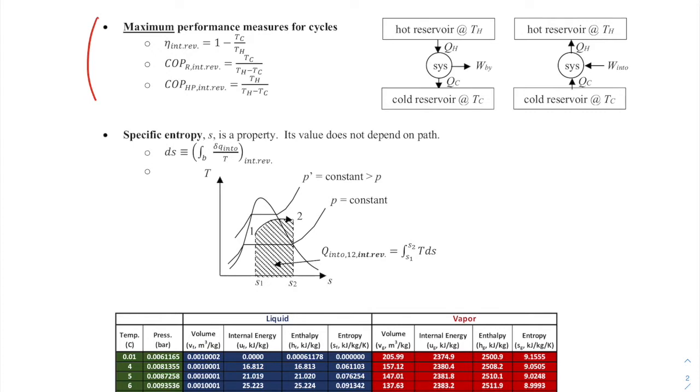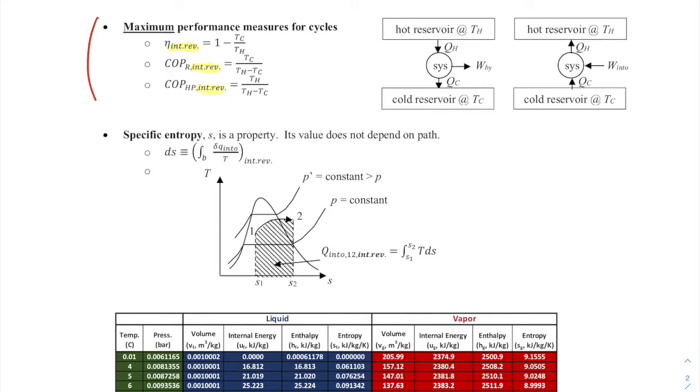These are all the maximum performance measures, meaning that they're for internally reversible processes. So it's very important. I'm going to highlight that on each one of these because the expressions here are only valid for internally reversible cycles, and that's the maximum that you can possibly have. Any real cycle will have an efficiency or a coefficient of performance less than this. These maximum performance measures are all based on the absolute temperatures of the cold and hot reservoirs.